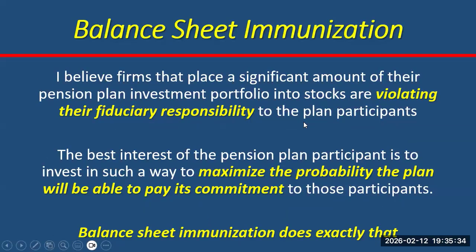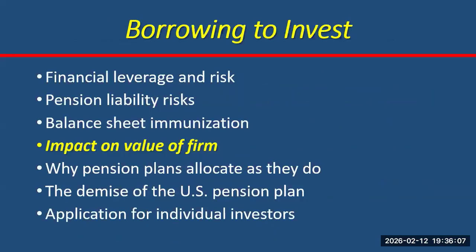I believe firms place a significant amount of their pension plan in the stock market. They're violating that fiduciary responsibility. What you should be doing is maximizing the probability that they're going to pay what they promise. That should be what a pension plan is doing. And a balance sheet immunization does exactly that, but it does even more. So it's in the best interest of the plan participant. Am I saying this is in the best interest of the plan participant, but it hurts the corporation? I'm going to actually argue that it benefits both the plan participant and helps the corporation.